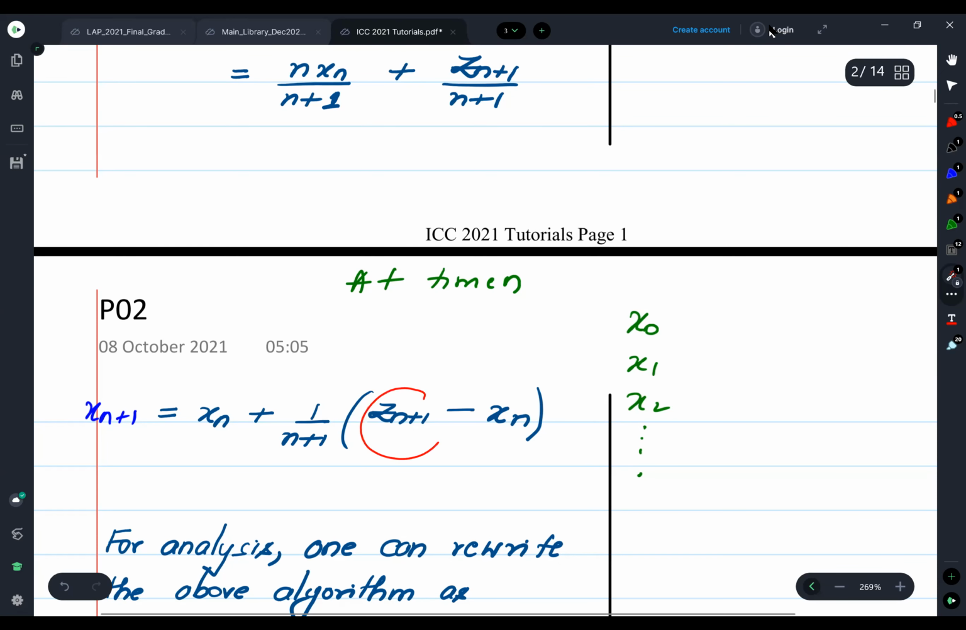It suffices if we have access to only Zn plus 1, right? And the other thing is that we don't have to update the value of these estimates from scratch. Observe that we are doing this updation by making use of the previous estimate. In other words, Xn plus 1 is making use of what the value of Xn was. So Xn plus 1 is expressed in terms of Xn. In other words, we are reusing the computations that were already done.